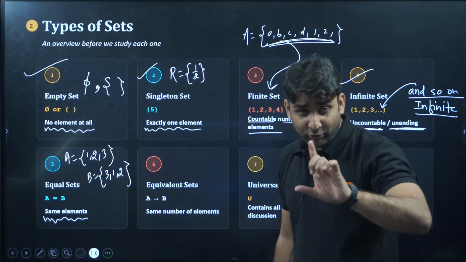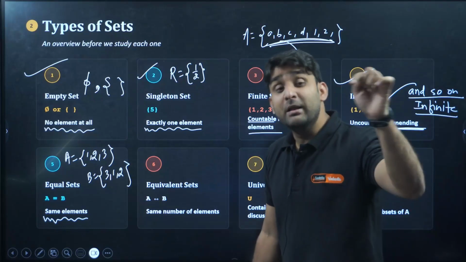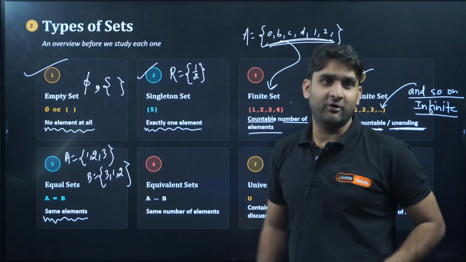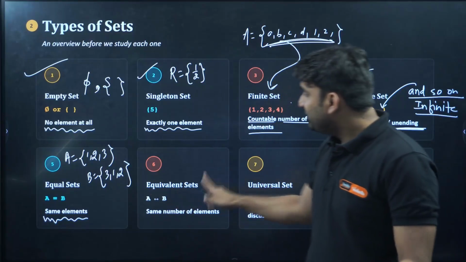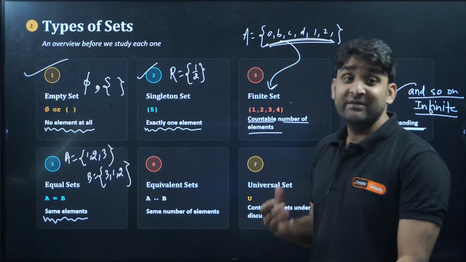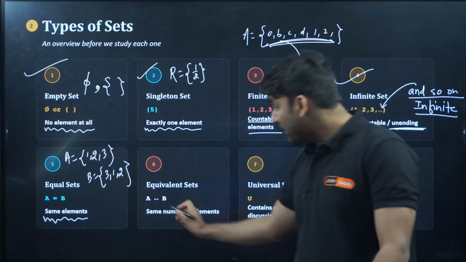Not number. I'm not talking about number. I'm saying same elements, whether the elements are in random form or in systematic form. Clear? Now, next is equivalent sets. Equivalent sets are sets which are having the same number of elements. Same number of elements.